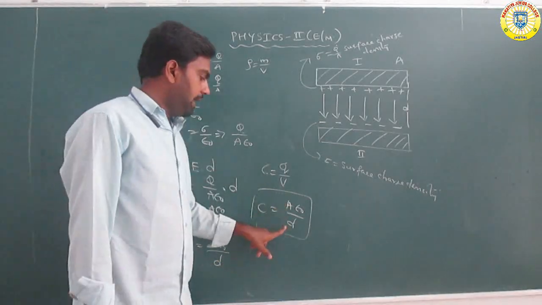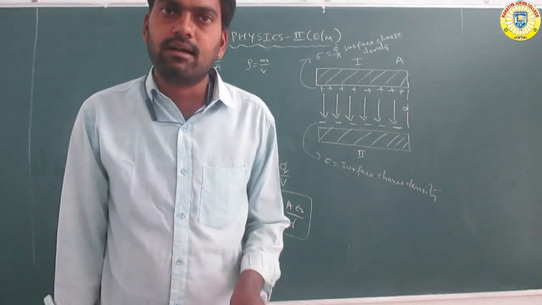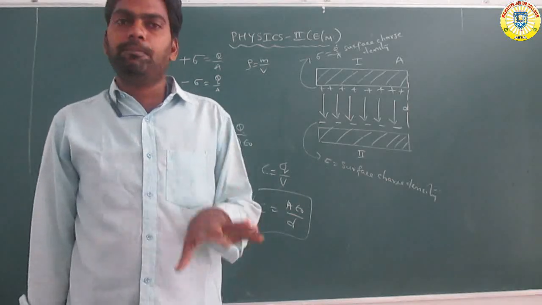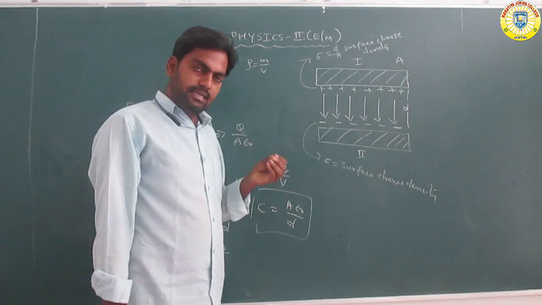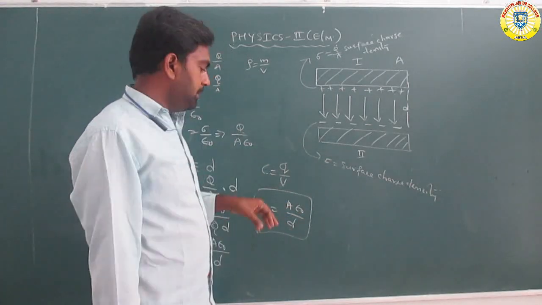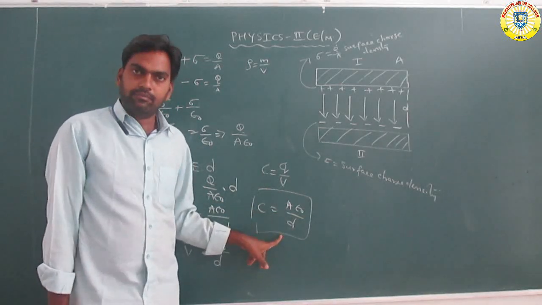C is equal to A epsilon by D, which is called the capacitance of the capacitor with two parallel conducting plates. Okay, got it? So A is the area of the plates, D is the distance, and epsilon is a constant, the permittivity, which depends on the medium. C is equal to A epsilon by D. Got it?